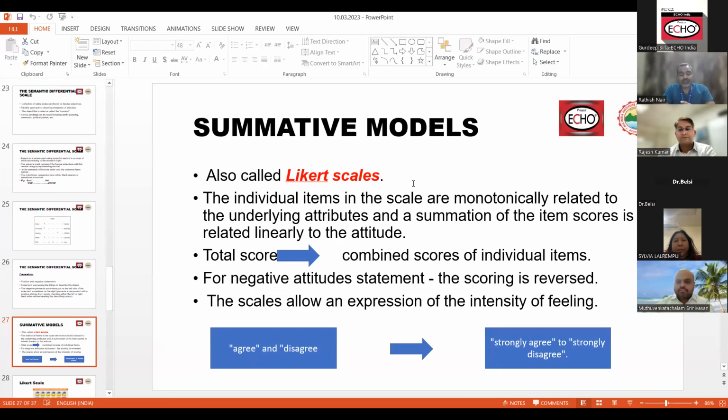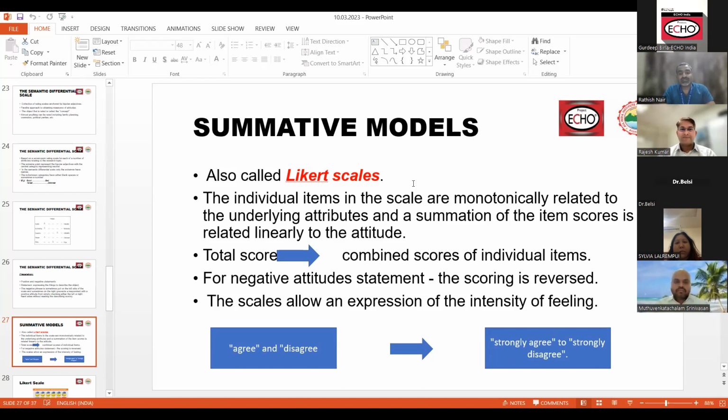While we are talking about summative models, also called Likert scales, I am sure most of the people who have worked in hospitals, the nursing staff, will know there is a certain scale with almost every corporate hospital, as a part of discharge planning, where you give out a Likert scale mostly to the patients as well as patient attendants or family members.